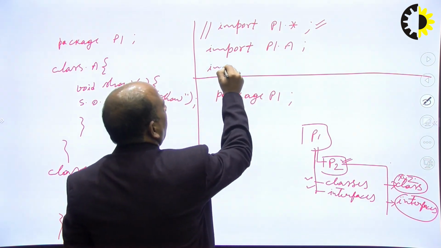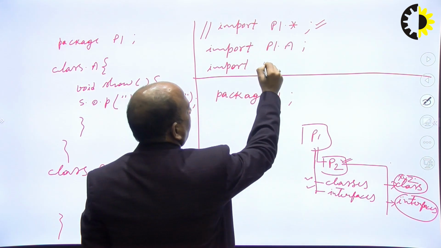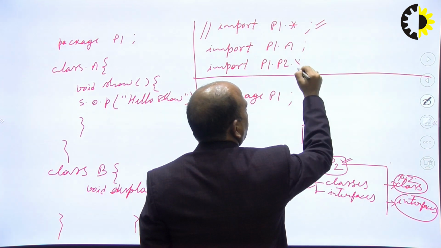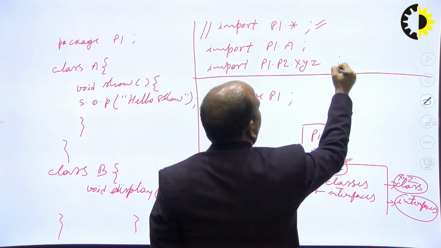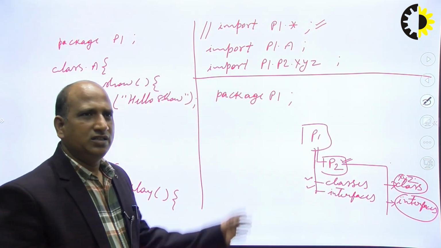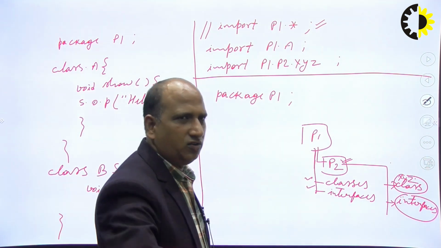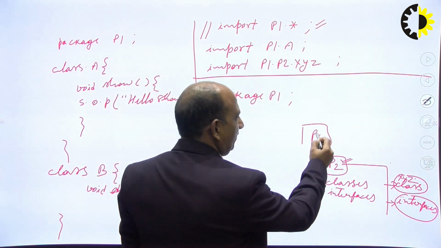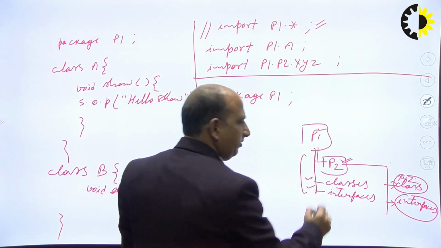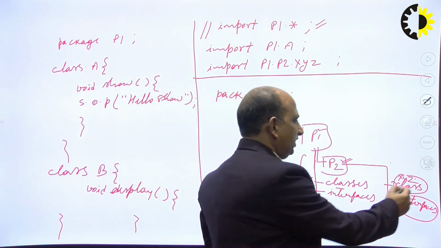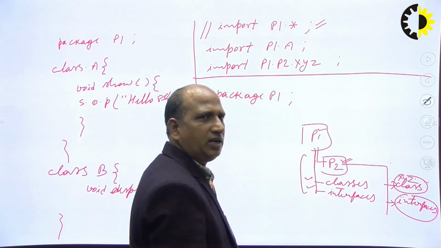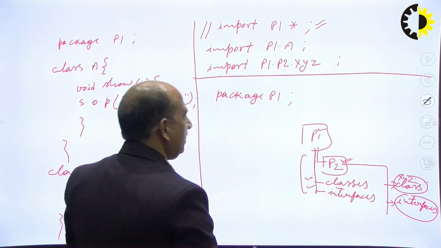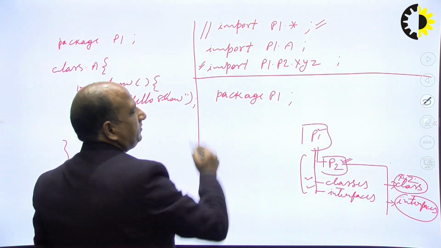We have to write import p1 dot p2 dot xyz. This way we can access the member. I hope you understand the technicality in that. If I import this package, only this member will be accessible. This class will not be accessible, because it is in another package, so to access it we have to write like this.